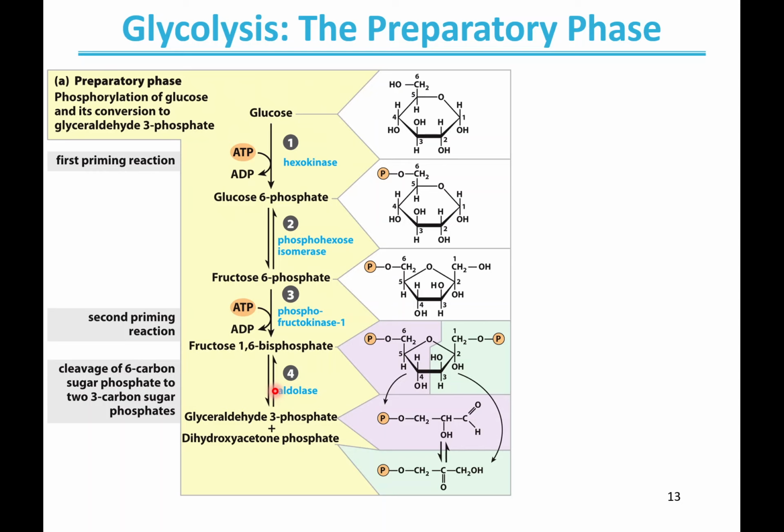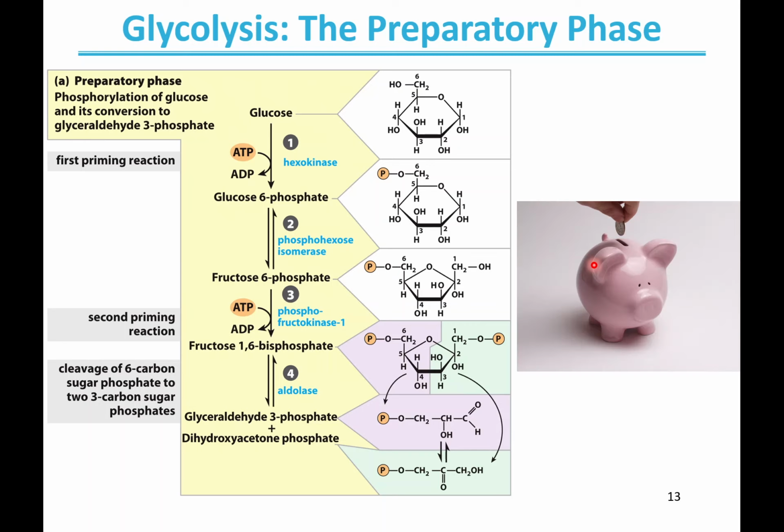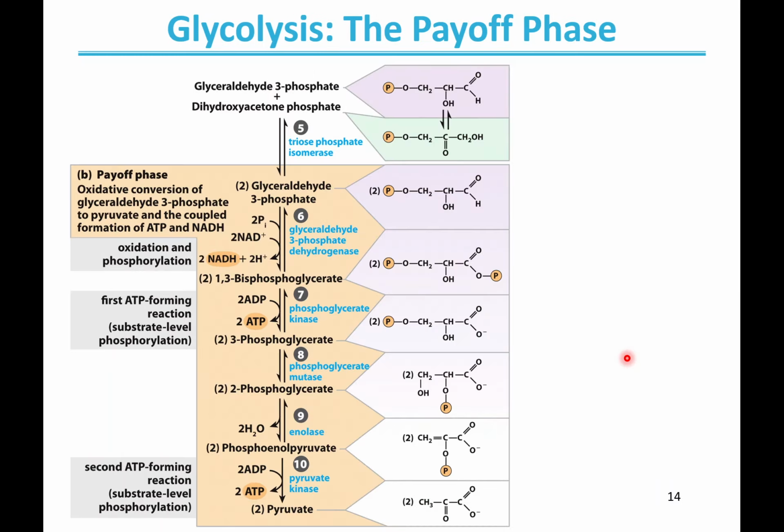So let's look at the first part, the preparatory phase. There are 4 main reactions here that we'll look at in detail, and then we'll consider the 5th step with the next phase, at the beginning of the payoff, or in between the preparatory and the payoff phase. You can think of this as investing money into something that you're hoping is going to pay off in the future. So it's an investment. Then we'll go through the payoff phase after that.